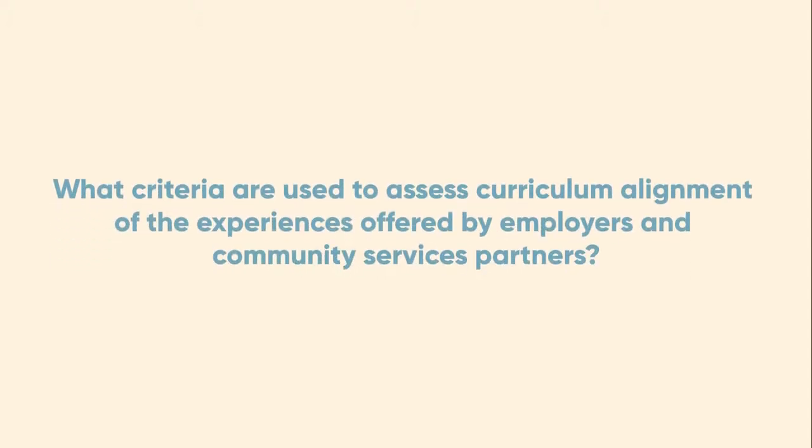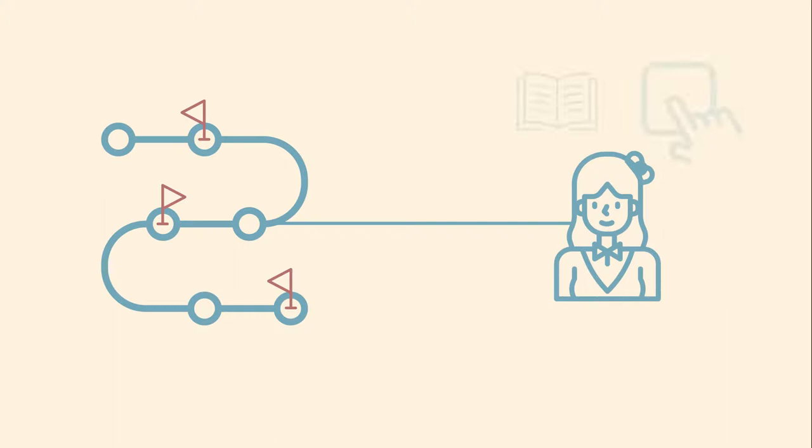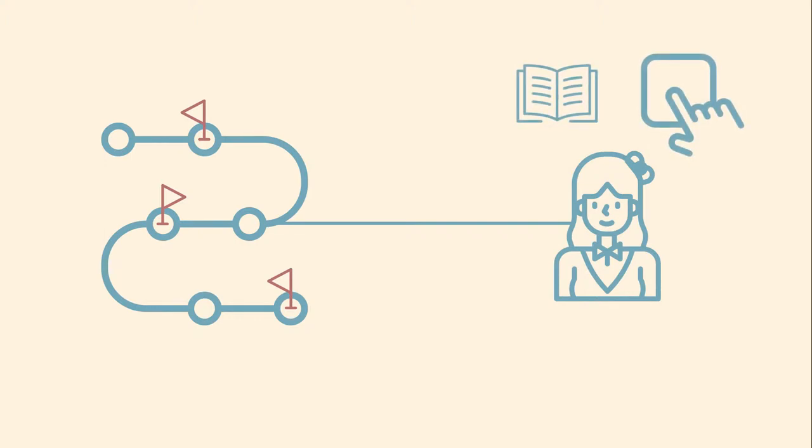What criteria are used to assess curriculum alignment of the experiences offered by employers and community services partners? For credit, EL opportunities that are embedded intentionally in a program or course are often meant to prompt students to bridge theory and practice. These opportunities extend or reinforce core lessons from the curriculum. Credit experiential learning is intended to provide students with a means to achieving specific program-level learning outcomes.